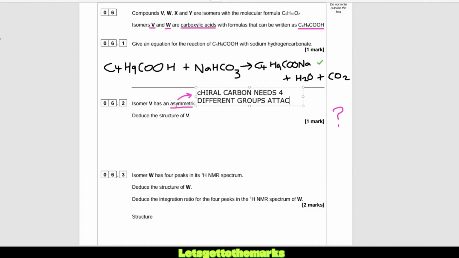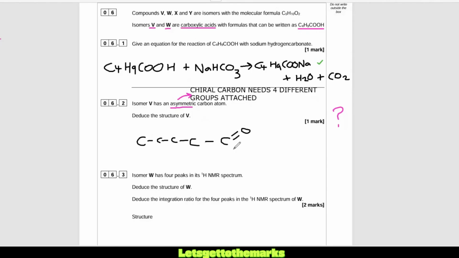Now remember that chiral carbons, or asymmetric carbons, that's just another name for a chiral carbon, have 4 different groups attached. So play around with the structure. We know the molecular formula is C4H9COOH. Play around until you can find a carbon that has 4 different groups attached. Get that practice in, make it active.